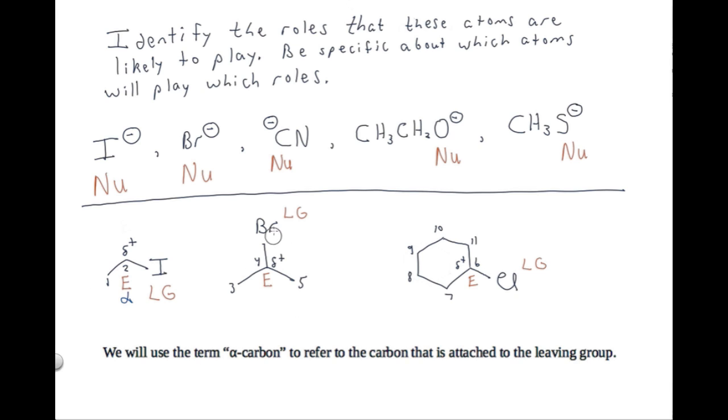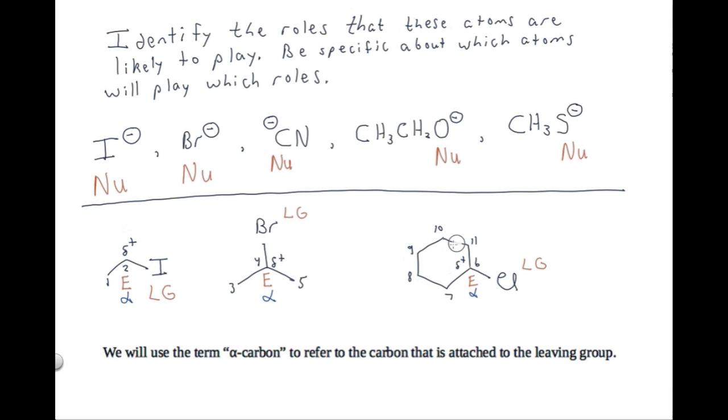Who's the alpha carbon here? The alpha carbon in this molecule is carbon 4, because carbon 4 is attached to the leaving group. Carbons 3 and 5 are not alpha carbons. In this molecule, carbon 6 is the alpha carbon, because carbon 6 is attached to the chlorine, which is the leaving group. Carbons 7, 8, 9, 10, and 11 are not alpha carbons.